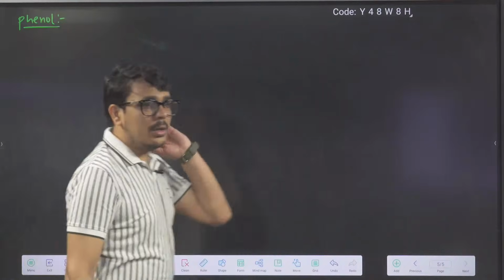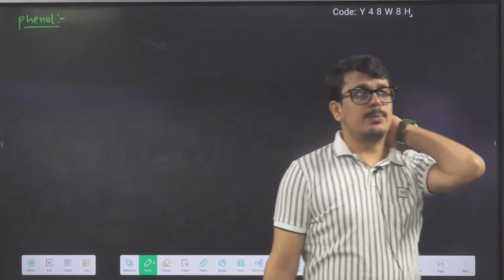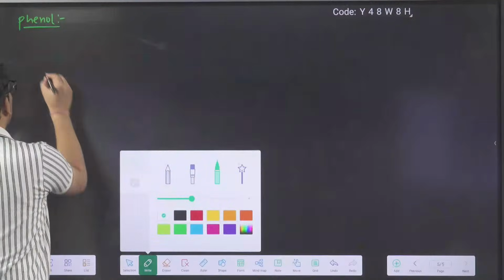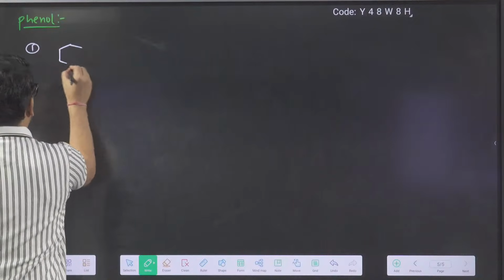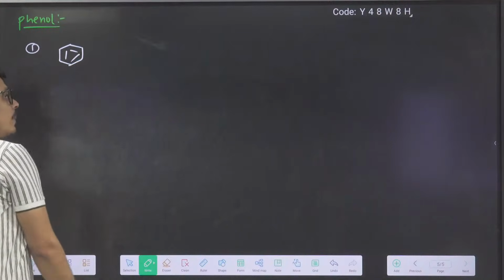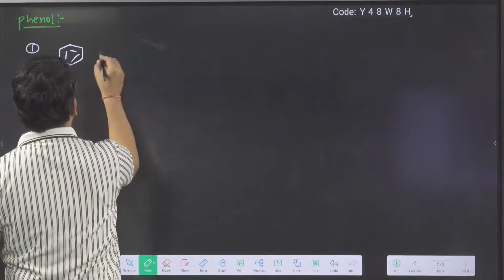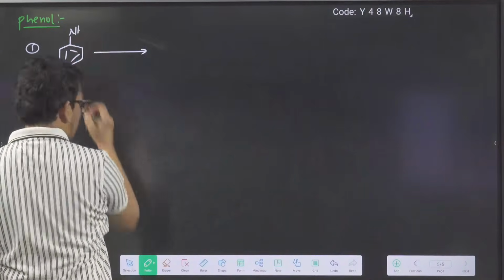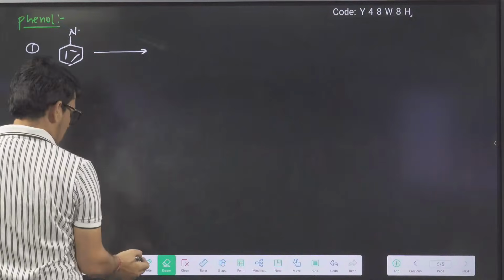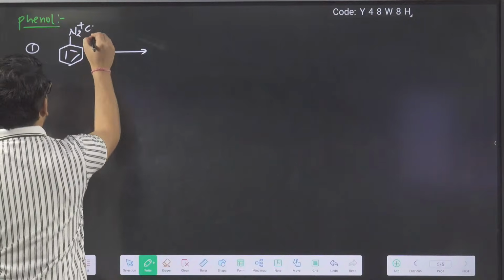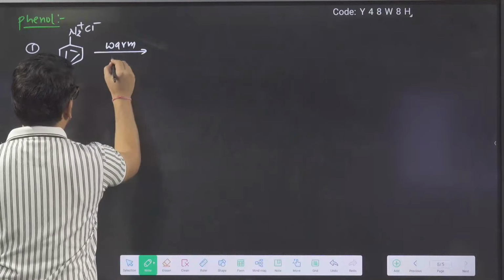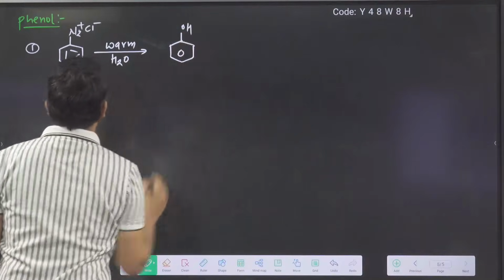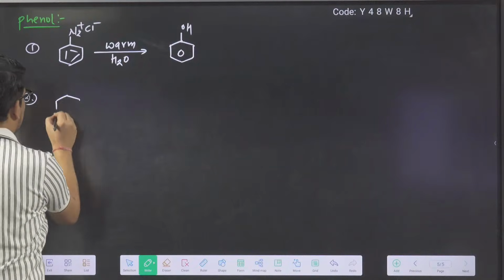So in phenol, if I ask first, how many preparations are given in NCERT? You found a total of 4 preparations. First one, let's say we have benzene, or better, aniline, or benzene diazonium chloride, which I'm using here. Benzene diazonium chloride with warm water is converted directly to phenol.